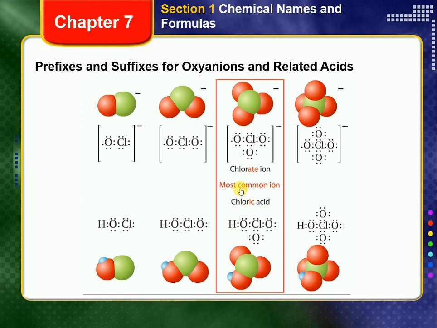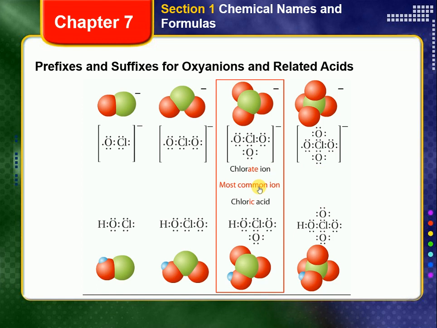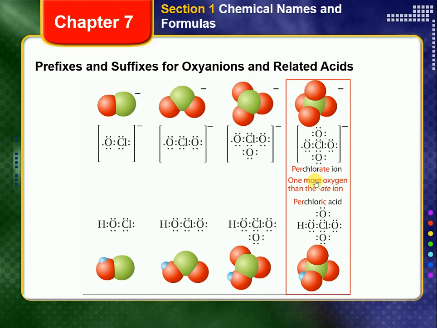Now, if we have a chlorate ion that doesn't have 3 oxygens but has 4 oxygens, it's still a chlorate ion, but we add the prefix per in front of it, P-E-R, perchlorate ion. This is perchlorate. The per indicates that there's one more oxygen than the ATE ion. Again, when we add this acidic proton and it becomes an acid, the ATE becomes IC. So it is perchloric acid. So we have chloric acid and perchloric acid, formed from the chlorate ion and then the perchlorate ion.